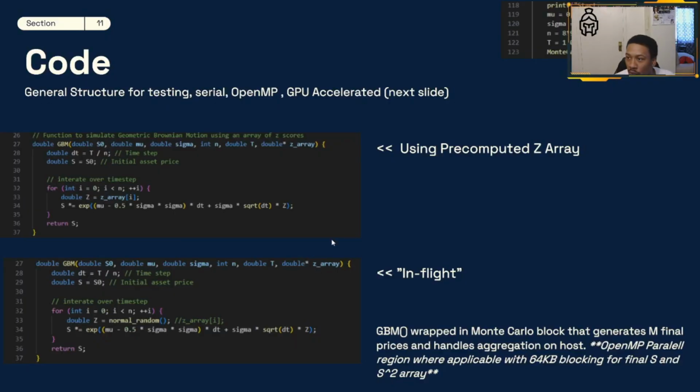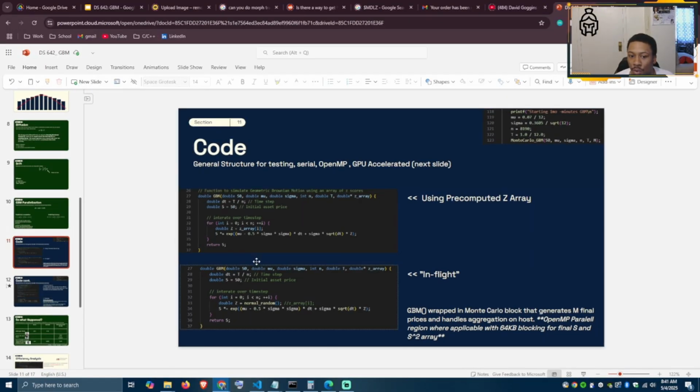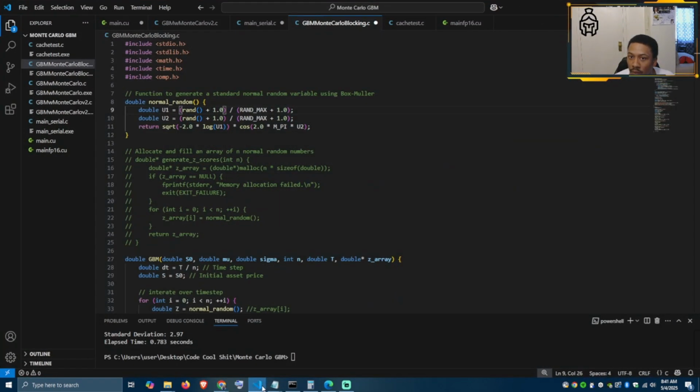So I'm not going to go into the code here. We can just look at the code on my laptop. Yeah, here we are. And we're just going to show, obviously, two things really quickly.